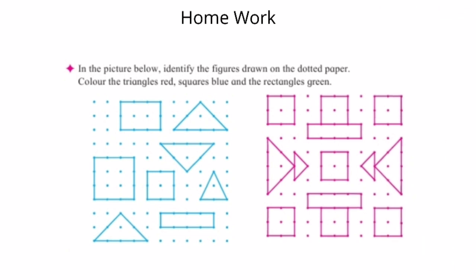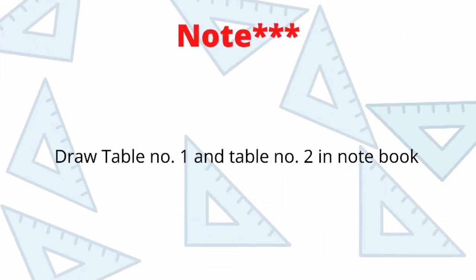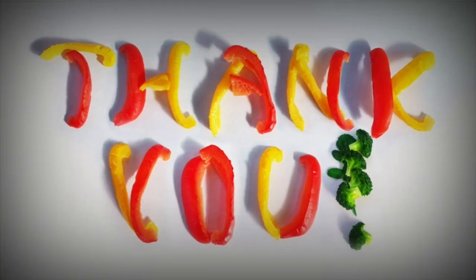Now see this page. This is homework. In this picture below, identify the figures drawn on the dotted paper. Color the triangles with red color, squares with blue color and rectangle with green color. Note: students, you have to draw table number 1 and table number 2 in your notebook. Thank you.